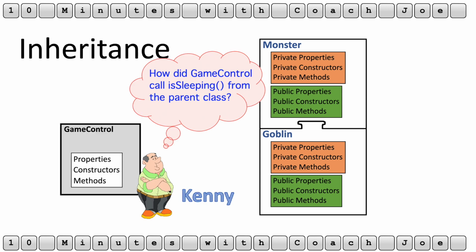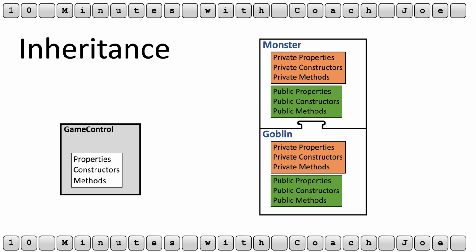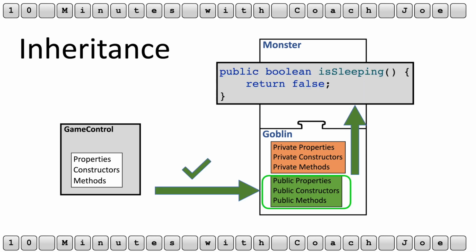Remember, the game control instantiated the goblin child class. The goblin child class inherited the monster parent class and has access to all the public methods of the monster parent class. This means the game control class can access the public monster parent class method through the goblin child class. The command child.isSleeping will return false.